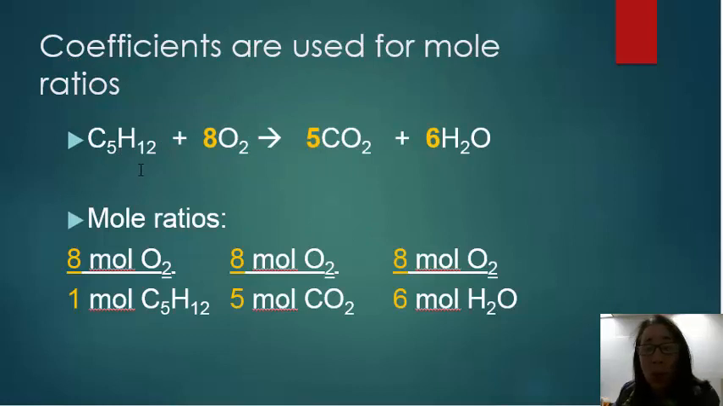So hopefully these are the coefficients that you came up with. 1 mole of pentane reacts with 8 moles of oxygen to form 5 moles of carbon dioxide and 6 moles of water. Notice I haven't included the phases here. It's not that they're unimportant, but I'm just going to really be focusing on the coefficients, so I'm not going to include the phases here. Alright, so now that we have a balanced chemical equation, we can move on to what mole ratios are.